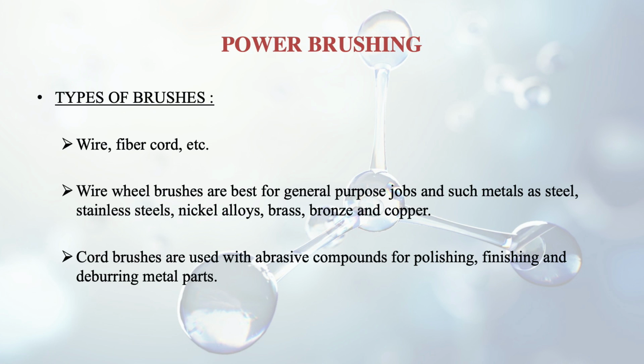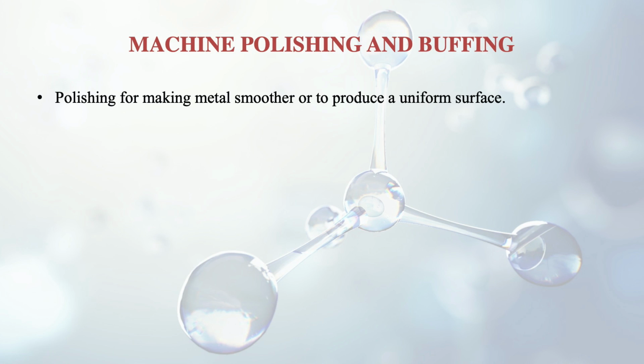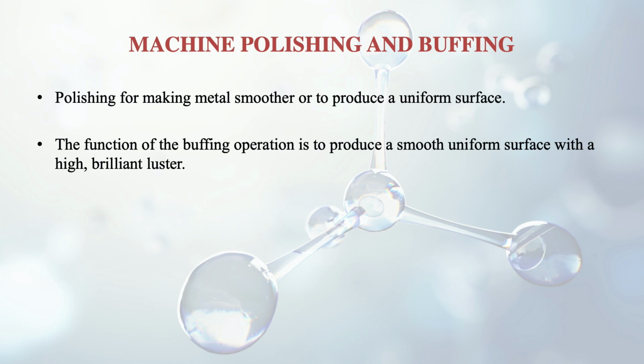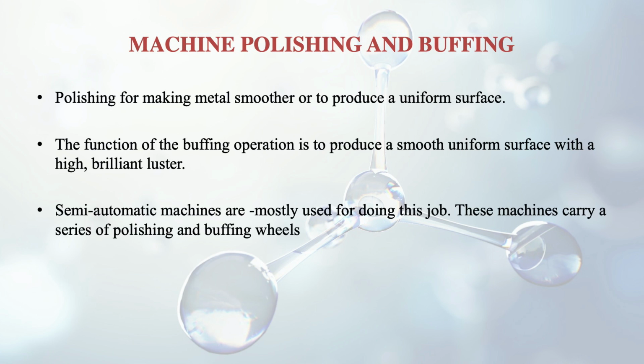Then the process of machine polishing and buffing under the mechanical cleaning process. Polishing is done to make metal smoother, and we get a uniform surface through this. The function of the buffing operation is to produce a smooth uniform surface with a very brilliant lustre, very good lustre. Buffing is a final finishing process, and semi-automatic machines are used for doing this job.